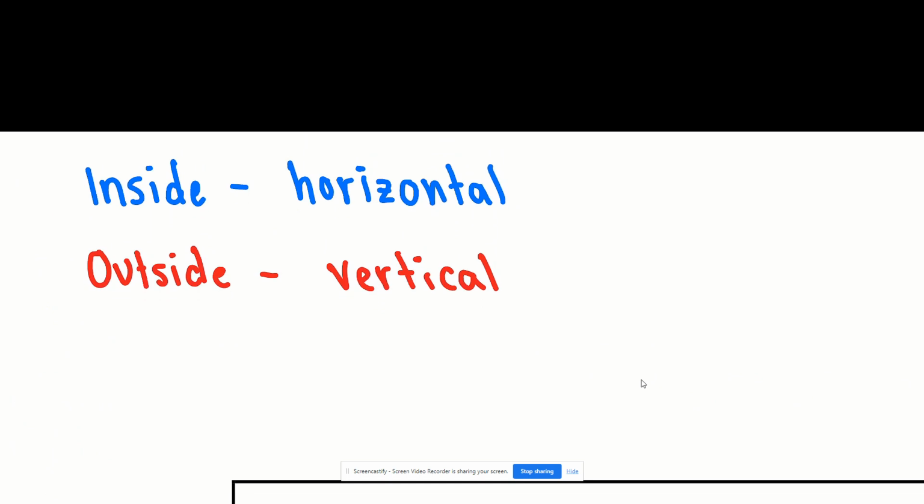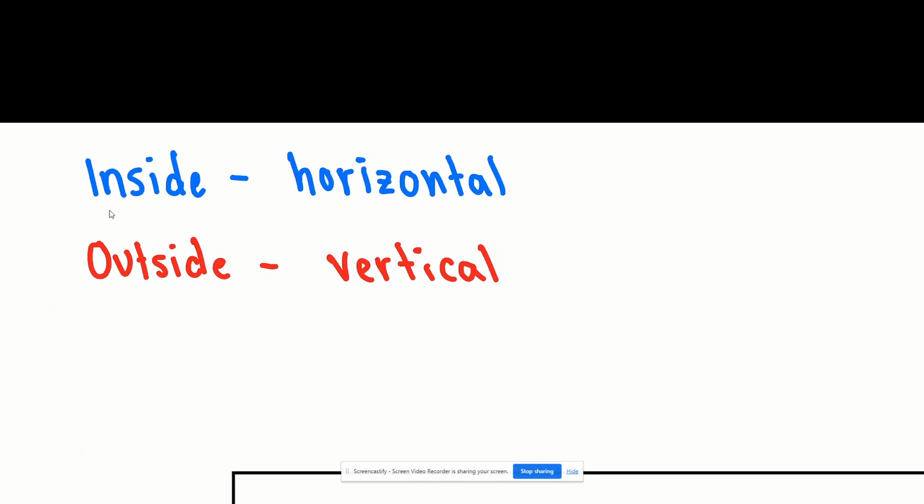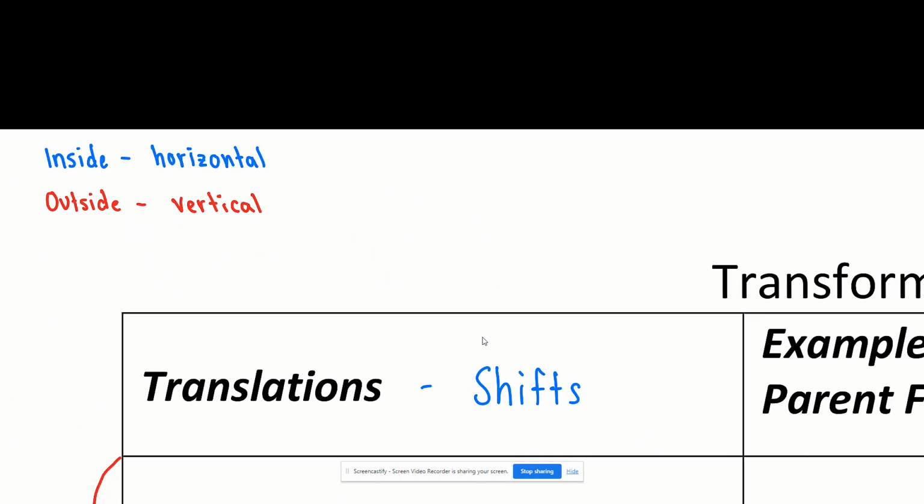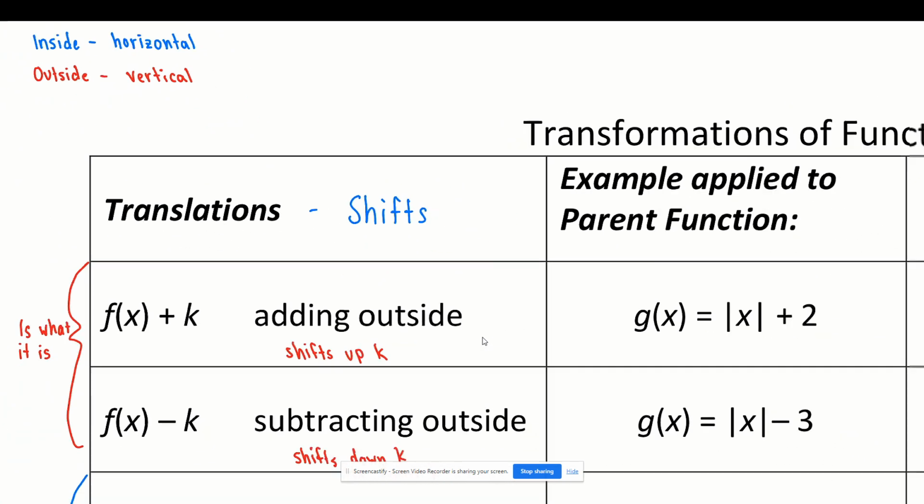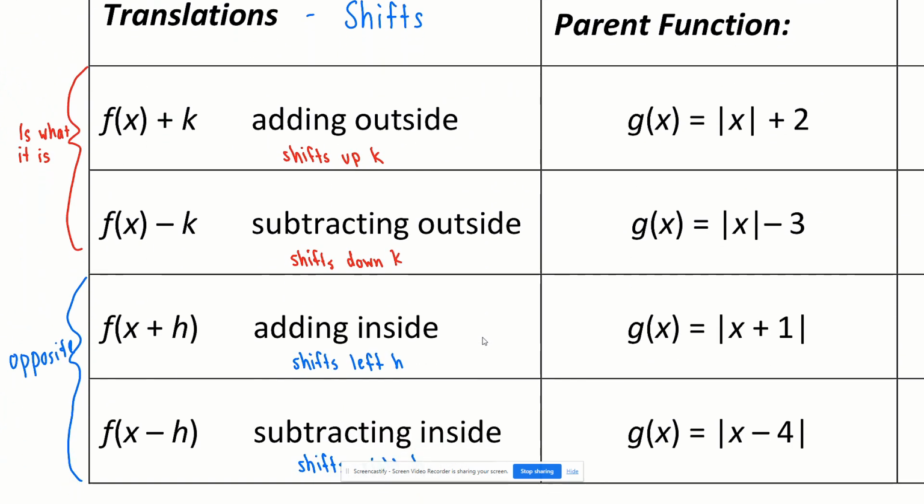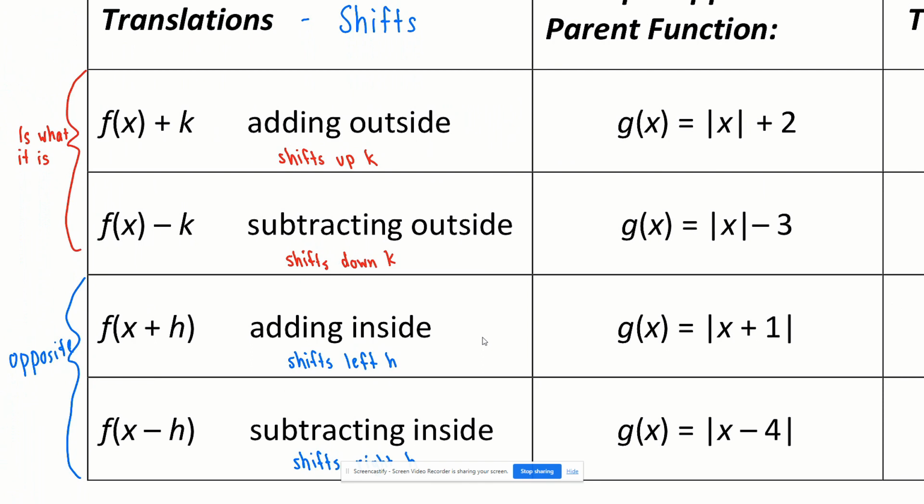The first thing that we said is, when it comes to these transformations, if it happens on the inside, it represents a horizontal transformation. But if it's happening on the outside, it's going to represent a vertical transformation. We spent quite a bit of time talking about these shifts. When something's being added or subtracted, if it's outside, it's going to shift vertically. If it looks positive, it's a positive vertical shift, so it goes up. If it looks negative, it's a negative vertical shift, so it goes down.